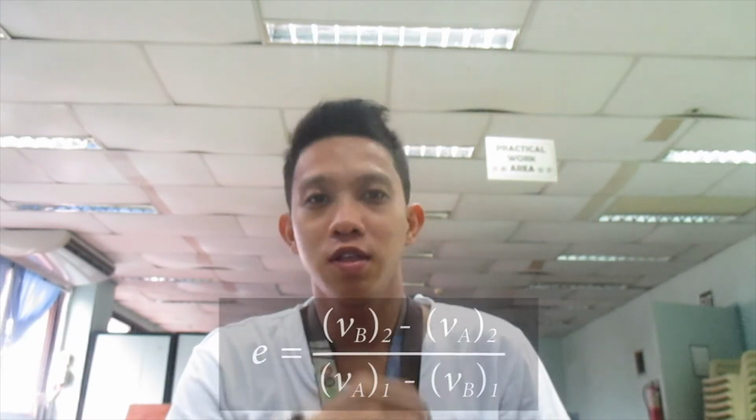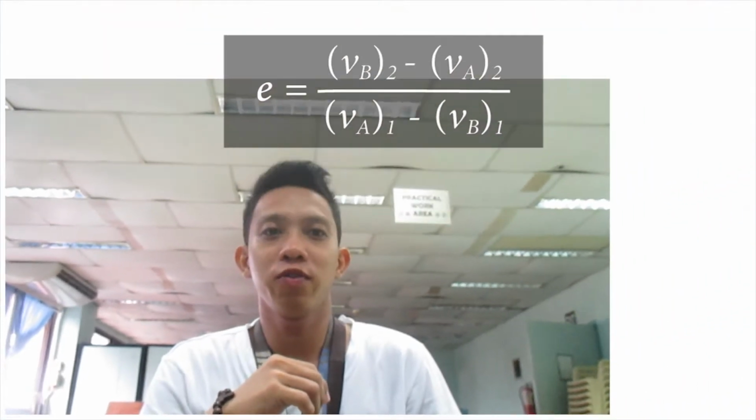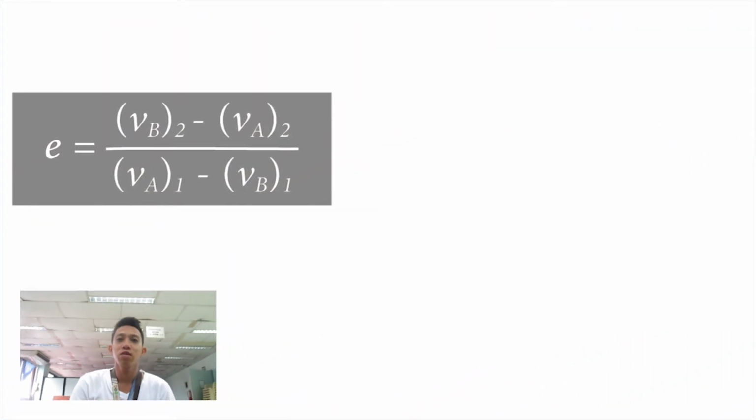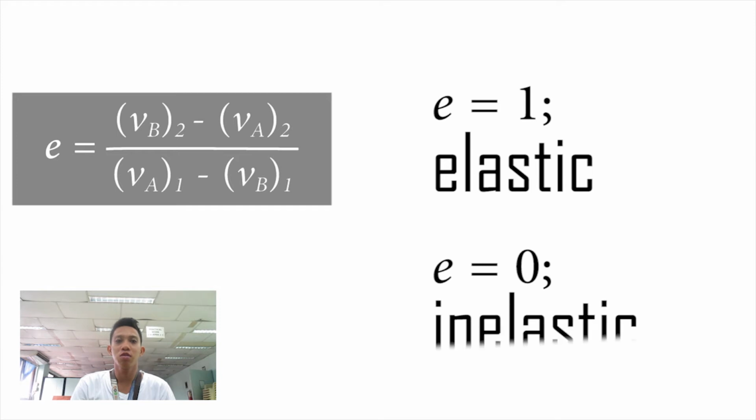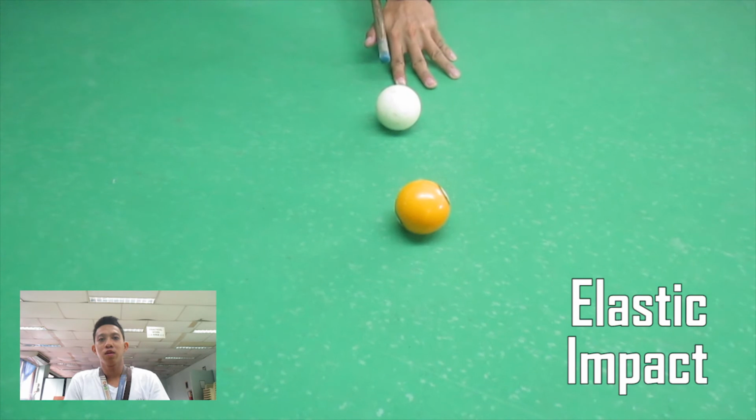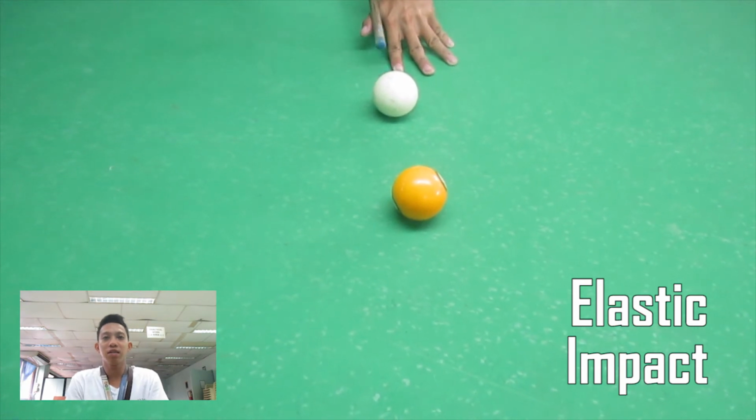Now, with this equation, we can determine the coefficient of restitution. If the coefficient of restitution equals 1, it is an elastic impact. Otherwise, if the coefficient of restitution is equal to 0, it is a perfectly inelastic impact. As we observe, this example is an elastic impact.